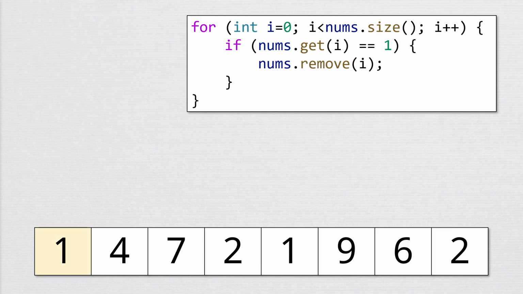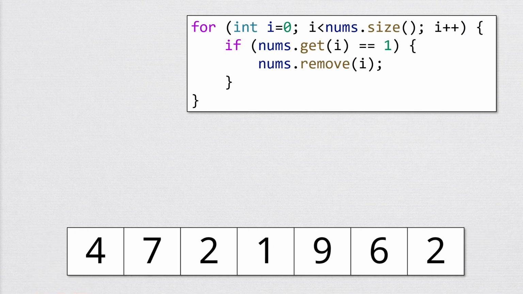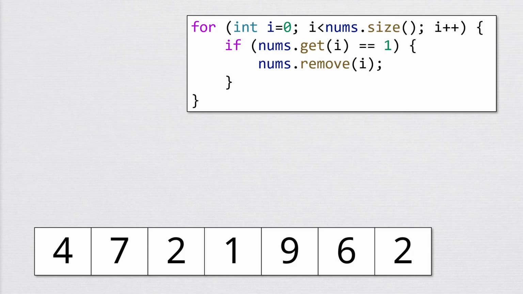We're going to check the index 0. It's a 1, so we remove it. Everything to the right shifts left, and our list is 1 shorter. Because i incremented, the next element we check is the 7. The 4 never gets checked because it slid into spot 0 at the same time that i incremented to 1. Some of y'all are probably starting to see the issue here.